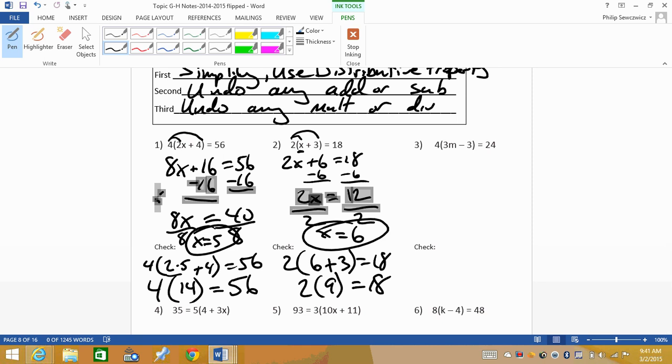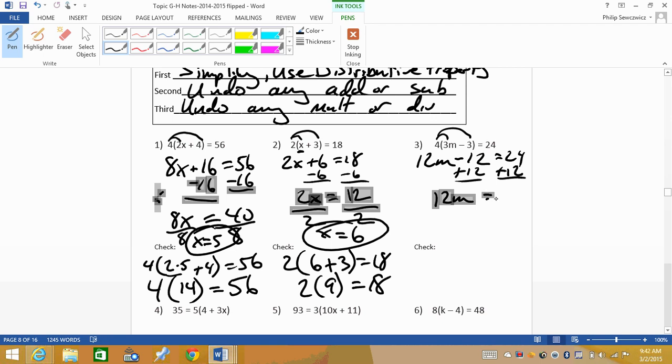Again, distributive property. The number is up against the parentheses, so I'm going to multiply it to both of them. 4 times 3m, well, 4 times 3 is 12, so I do get a 12m. I have a subtraction sign, so I keep the subtraction sign. 4 times 3, 12, equals 24. Again, we're going to undo any sort of addition or subtraction. So to undo subtracting 12, I shall add 12 to both sides. Let's see what we got. I have 12m on my left-hand side.